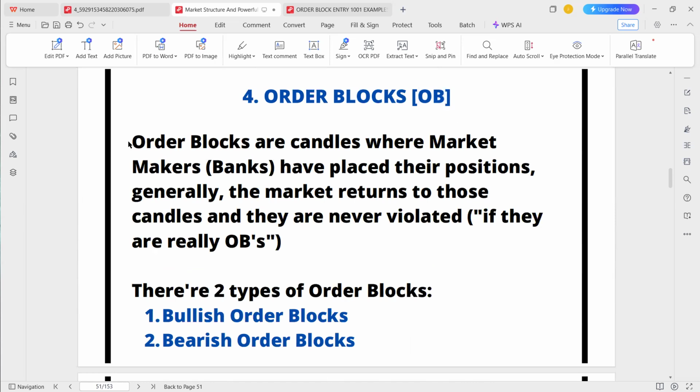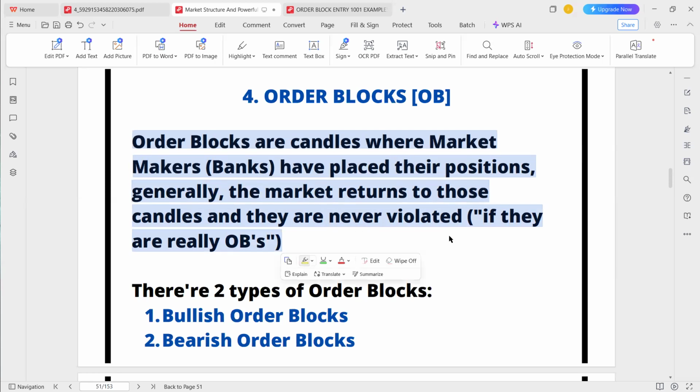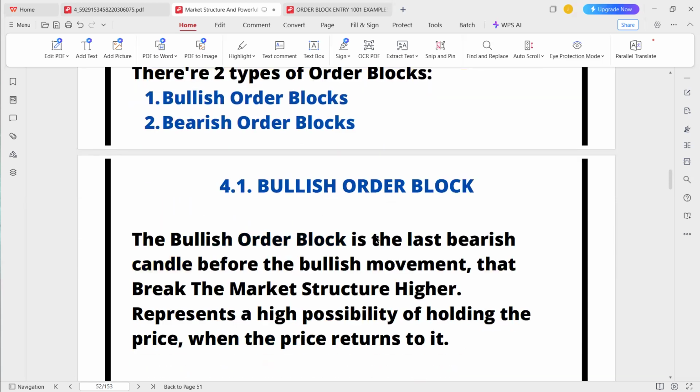Order blocks are candles where market makers or banks have placed their positions. Generally, the market returns to those candles and they are never violated if they are the real OBs. So here what the author is simply trying to say is if an order block is a true OB, if it's a strong zone where the market makers are positioned, that means it won't be violated. So there are two types of order blocks, which are the bullish order blocks and the bearish order blocks.